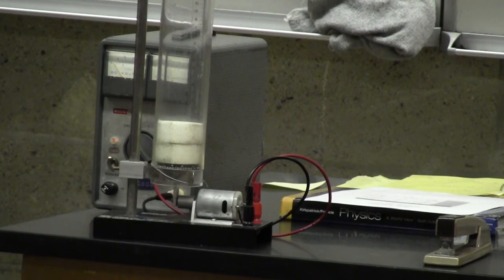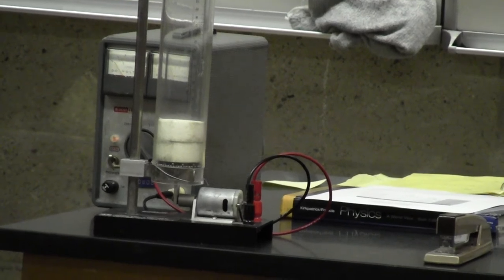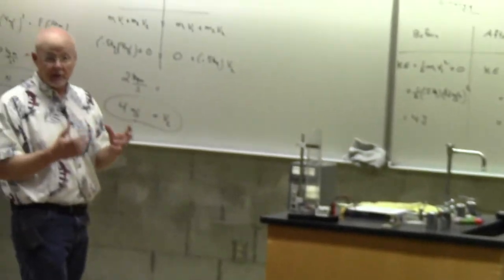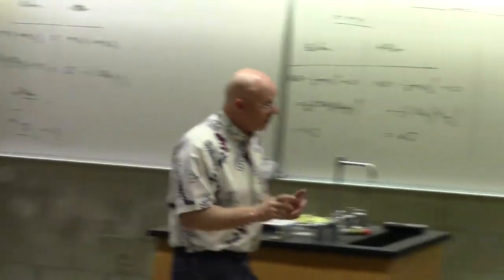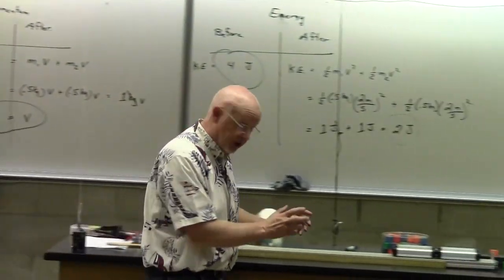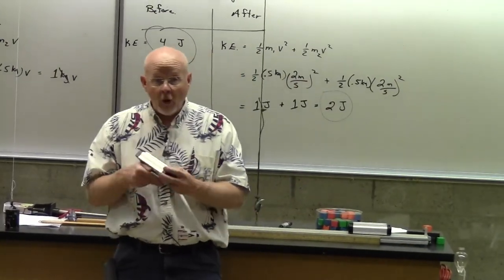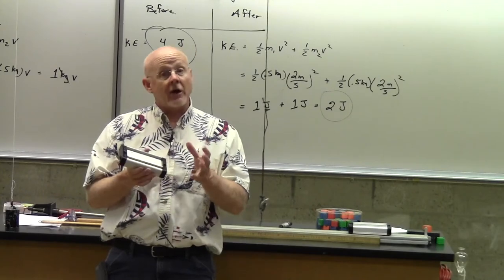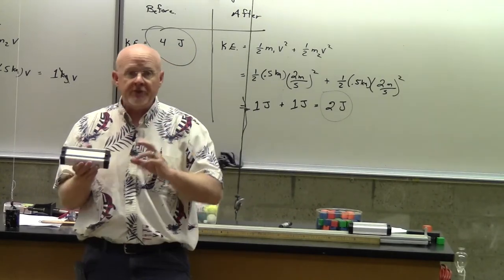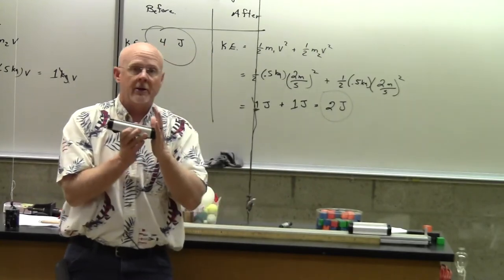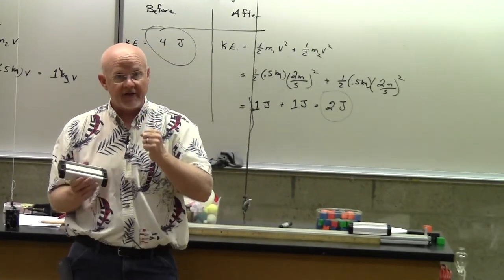What I'm hoping you see here on the video is that when I have it on a low setting, the BBs are barely moving, and when I have it on a high setting, the BBs are moving a lot. That's the mental picture I want you to have with these molecules that are right here on this cart. Before the collision, we might say they're kind of cool. They're probably the same as room temperature, bouncing around a little bit. But when they collide, they start moving a lot faster.